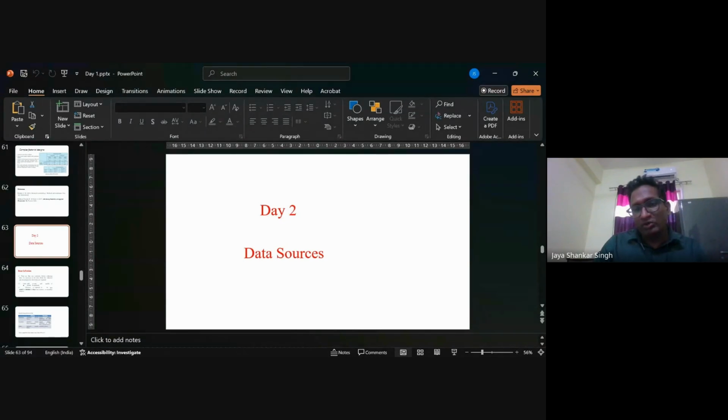Most of you will have a fair idea of how we collect quantitative data: survey, questionnaire, right? And the observational method. So mostly these three types of data collection methods we will go through in today's session: surveys, questionnaires, and the observation method.